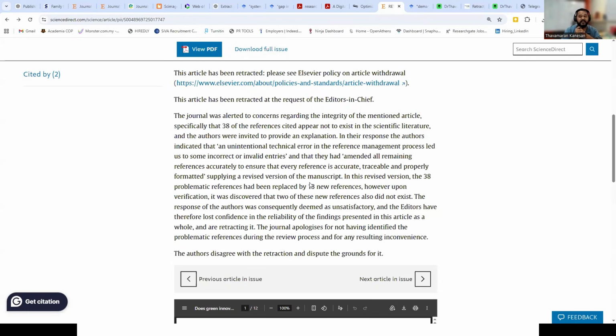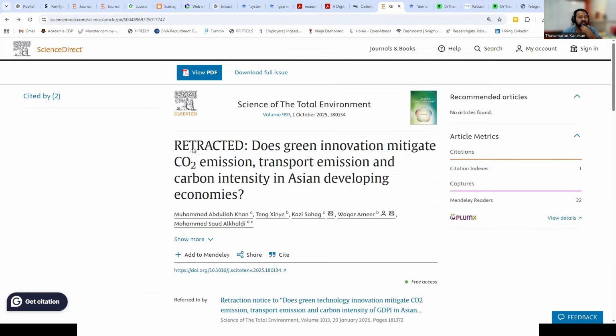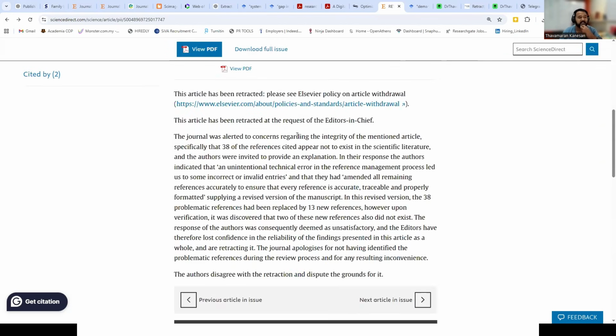Very important to know. It's a very important topic because AI now determines the future, whether it's going to be perfect or it's going to be retracted like this. Okay, so from the 13 new references, 2 did not exist. So they deemed it unsatisfactory and they retracted the paper. And this paper will forever remain as retracted with all these reasons.